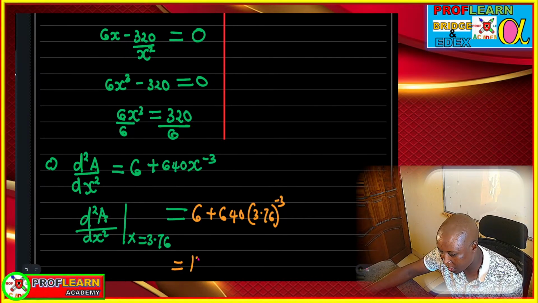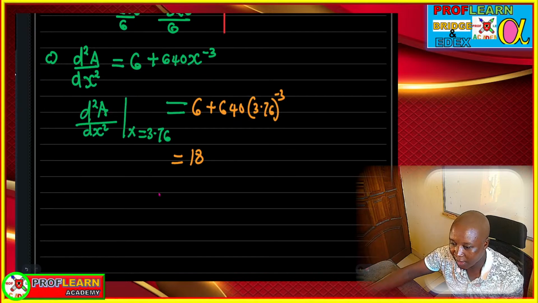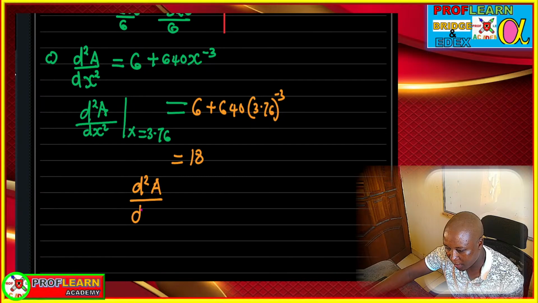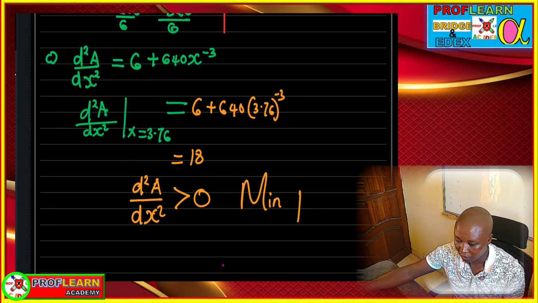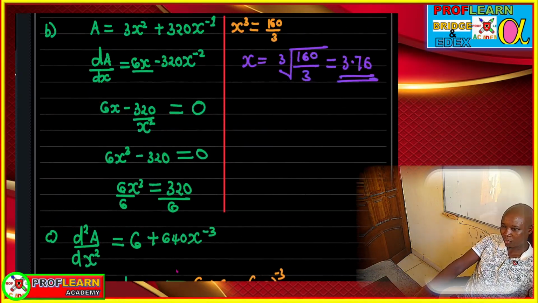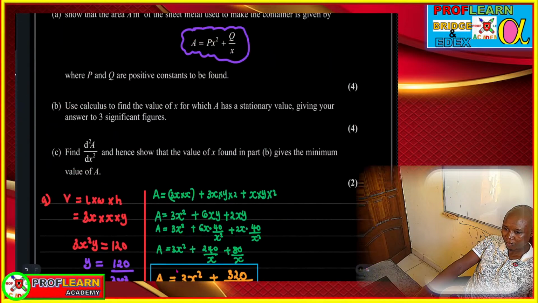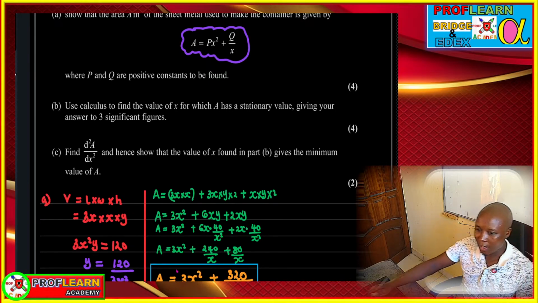So we are having 18 here, and when you have 18 like that, we can say d squared A over dx squared is actually greater than 0. If it's greater than 0, this is a minimum point. Minimum area. Yeah, because the question was asking us to show that the value of x found gives the minimum value of A. That is it.